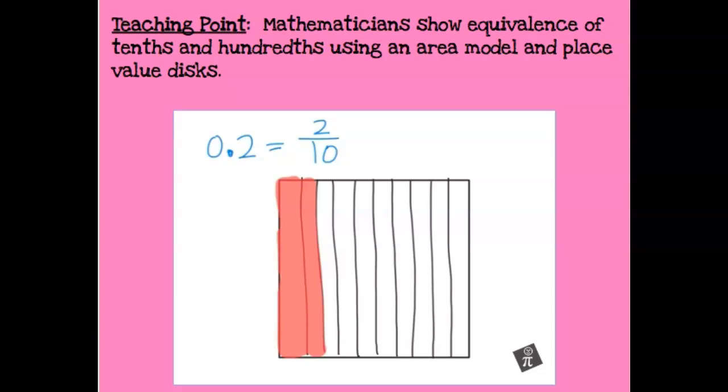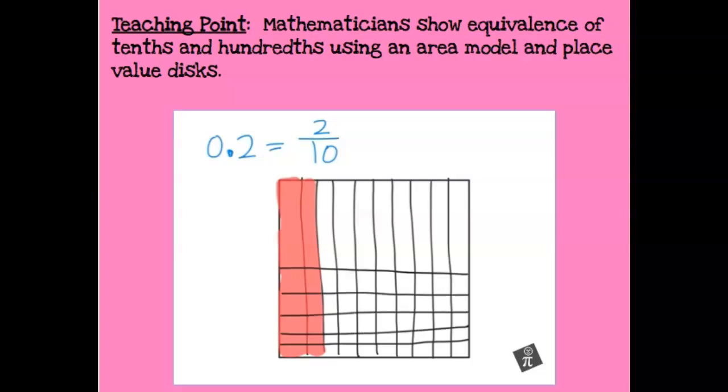Now, the idea is, what if I went the other direction and I cut each tenth into tenths? So I'm going to cut it in half, and now I'm going to cut 1, 2, 3, 4, 5, and once again, these are just not equal at all. Man, I was trying my best. 1, 2, 3, 4, 5. There we go.